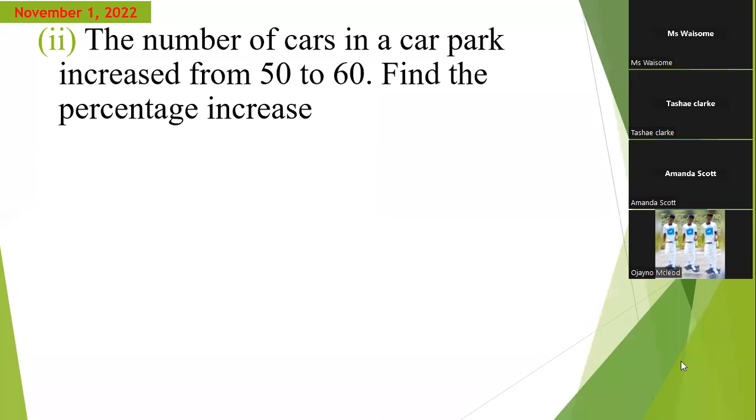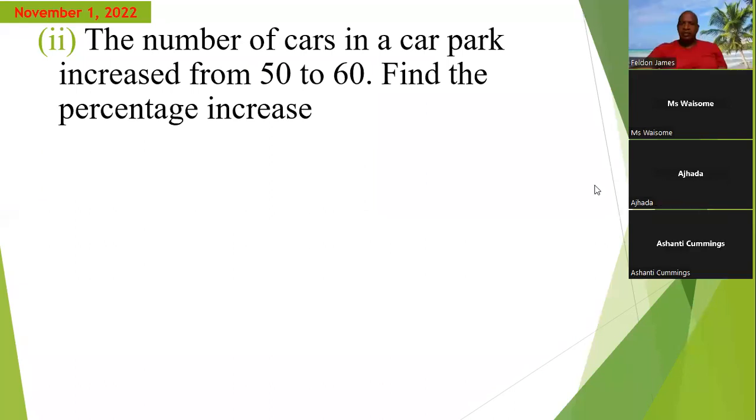Sir, may I? Go ahead, Ms. Wilson. All right, sir. So the question is: the number of cars in a car park increased from 50 to 60. Find the percentage increase. All right, so walk us through the question now, Miss. All right, sir. Find the percentage increase. What I did was to say that 60 take away 50 would have been 10, sir.